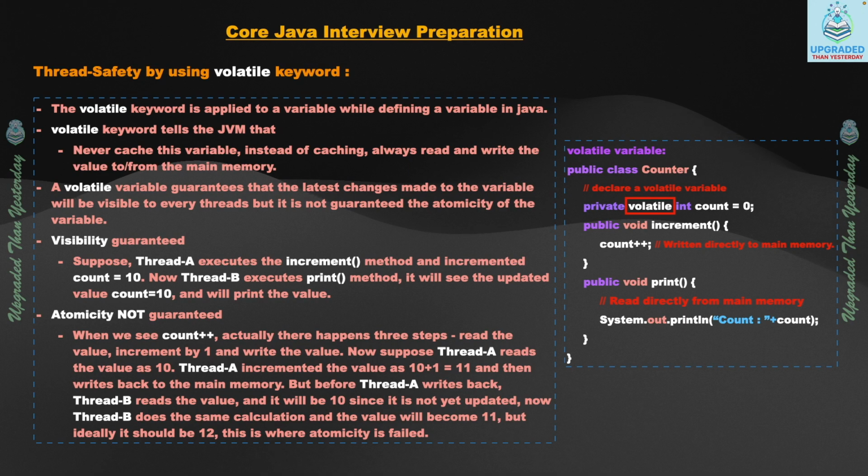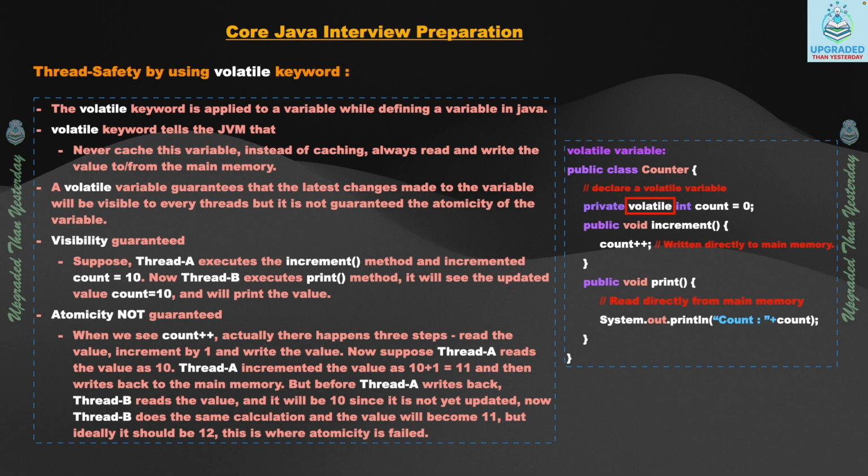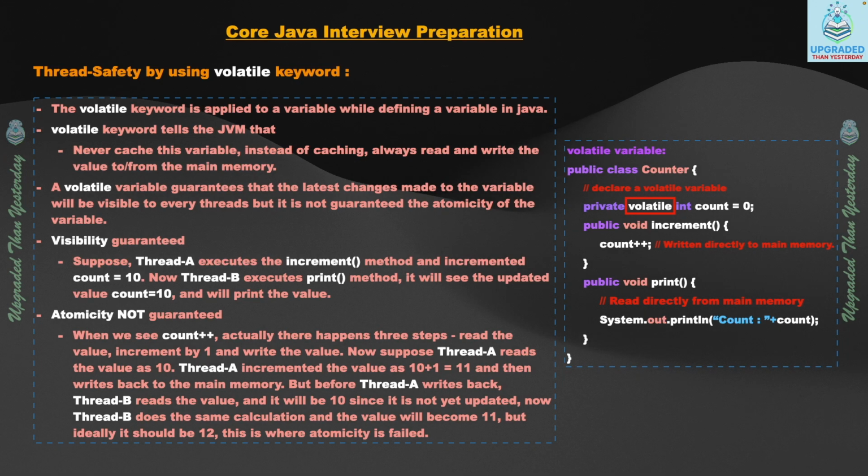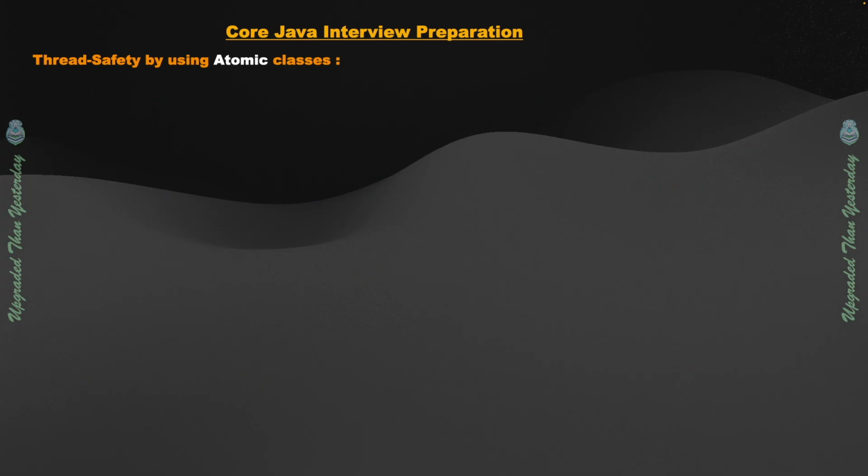But before thread A writes back to the main memory, thread B reads the value, which is still 10. Now thread B does the same operation to increment and it becomes 11 and writes back to the main memory. But ideally the value of the count should be 12. This is where atomicity has failed. To overcome this issue, Java has introduced atomic classes that we are going to understand next.